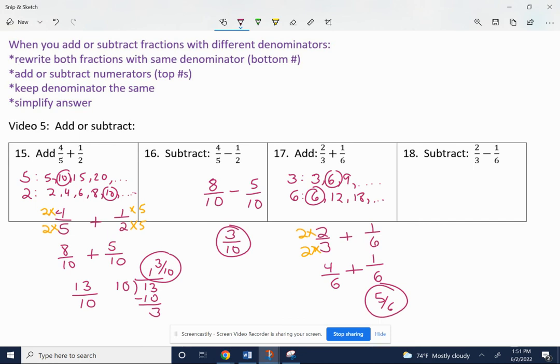Number 18 is the exact same problem, except there's a subtraction symbol in between instead of an addition symbol. So I know it's going to be 4/6 and 1/6 again, but it's a subtract problem: 4/6 minus 1/6. To do this problem, take 4 minus 1, which is 3, and keep the denominator of 6. So our answer is 3/6. It's best to reduce: divide the top and the bottom by 3, and you get 1/2.